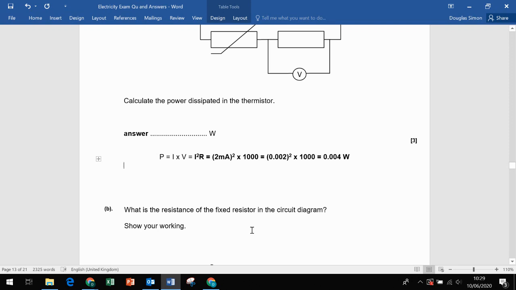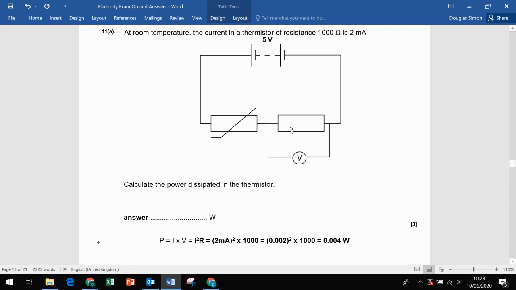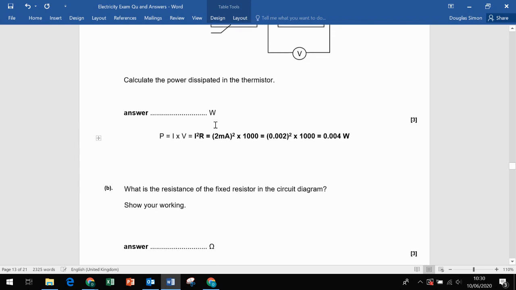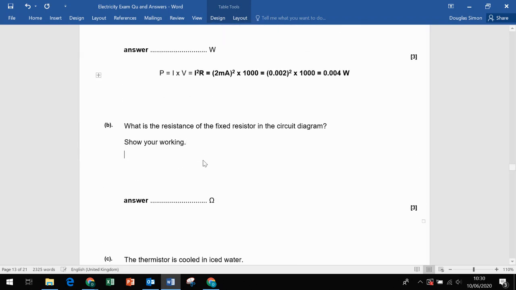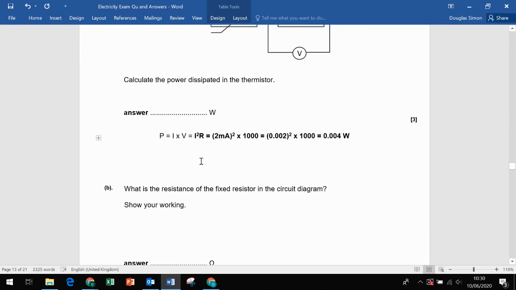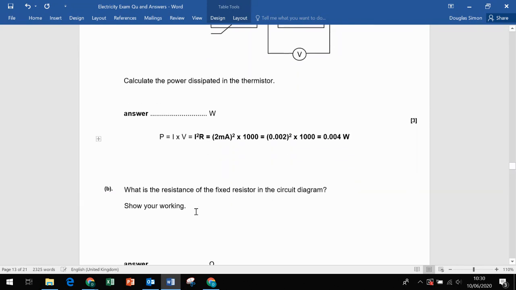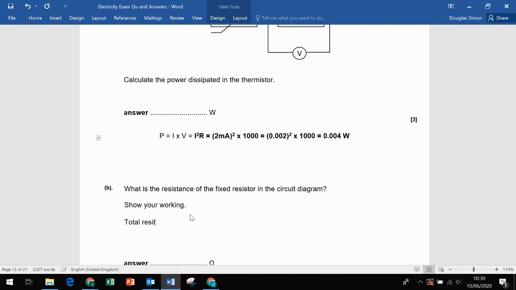What is the resistance of the fixed resistor in the circuit diagram? So what's the resistance of this? Well, we know what the potential difference is of the circuit. We know what the current in the circuit is, and we know what the resistance of this is here. So what we can do is we can say that the total resistance is the total voltage divided by the total current, because we know that resistance is V over I. So the total voltage is 5 volts. The total current is 0.02 amps, which is 2,500.